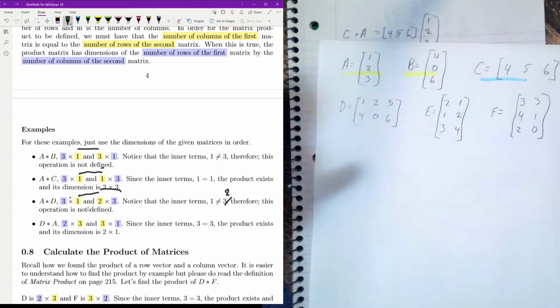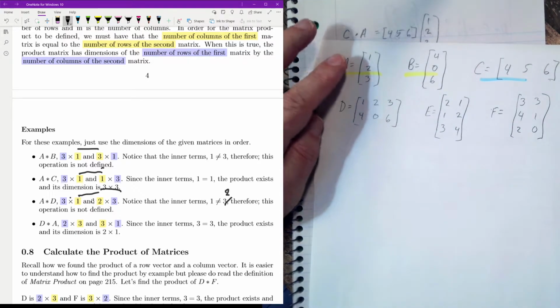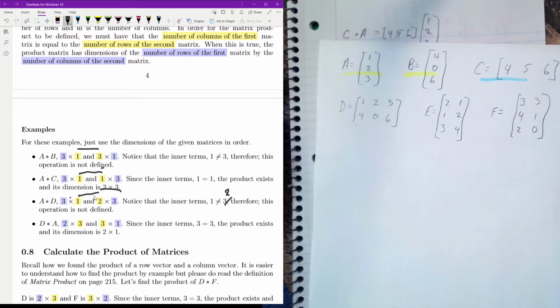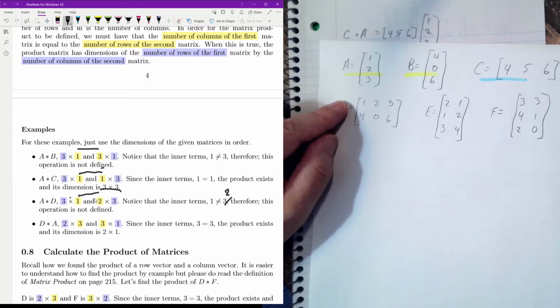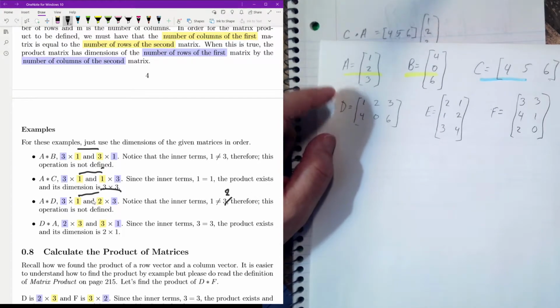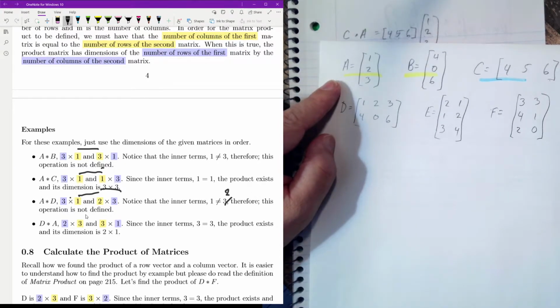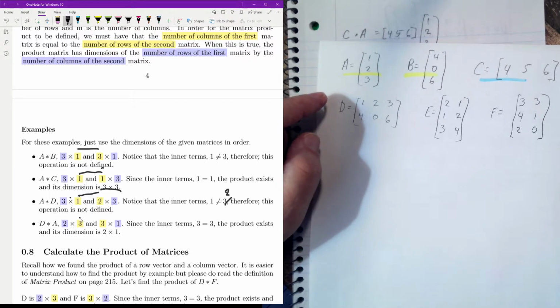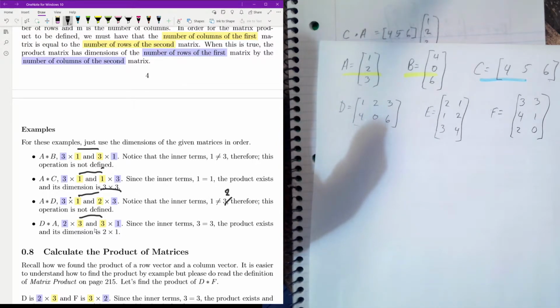Now if we reverse the order, we are going to do D times A. D is a 2 by 3 matrix, and A is a 3 by 1 matrix. So the inner terms are 3 and 3, so the product exists. We can do this, and the result is going to be a 2 by 1 matrix.